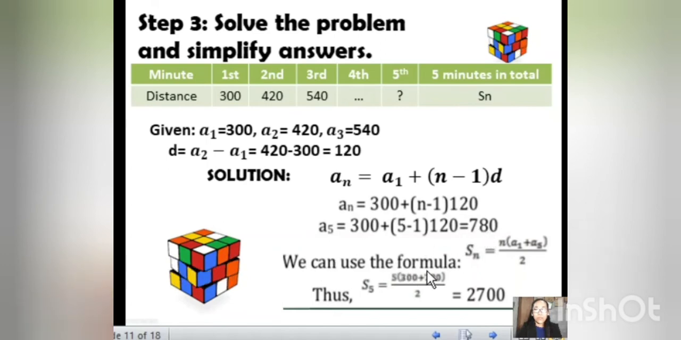We can now use the formula once again, which is S sub n is equal to n, the quantity a sub 1 plus a sub 5, divided by 2. Thus, the total number of meters traveled by that car in 5 minutes is equal to 5 times the quantity 300 plus 780, divided by 2, which is equal to 2,700.